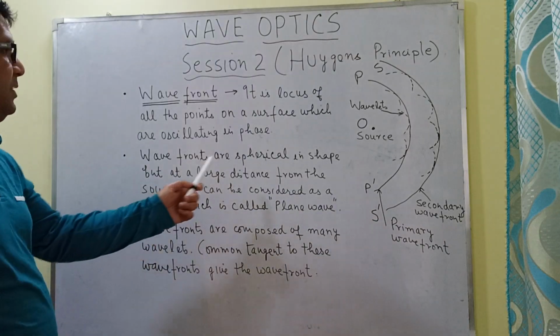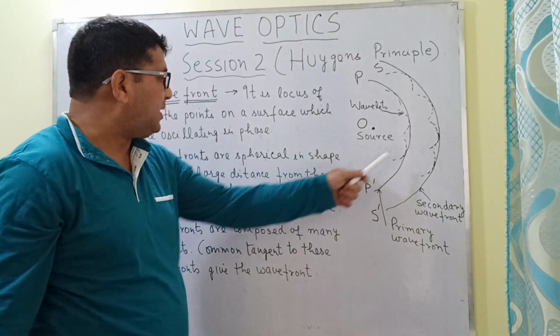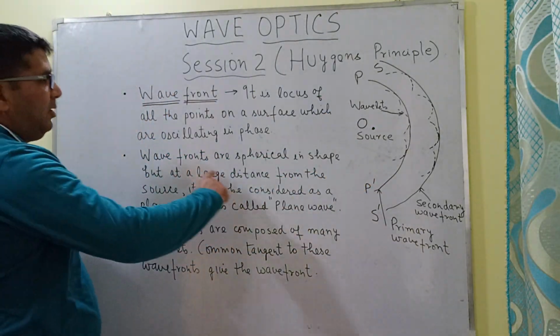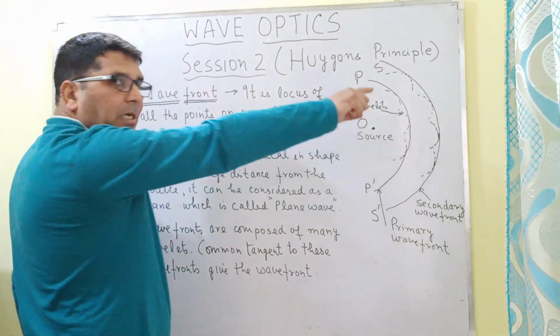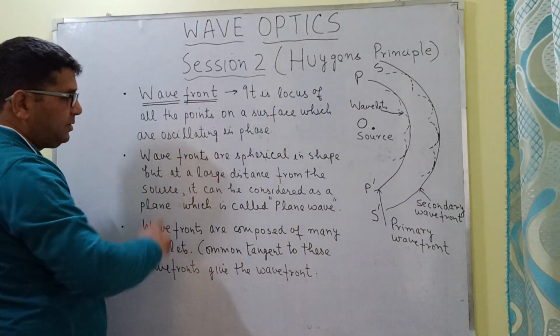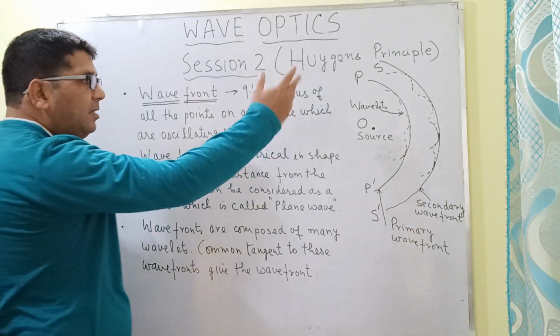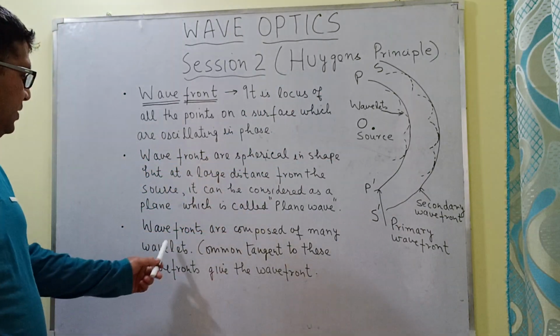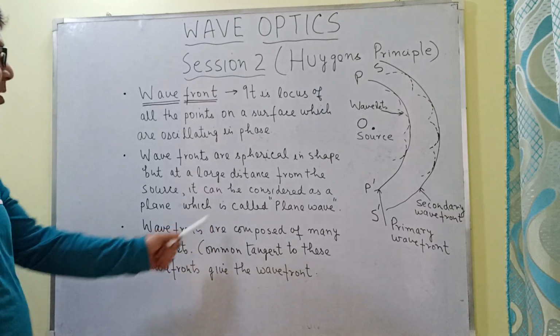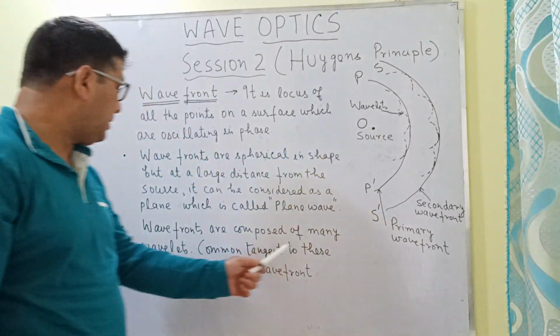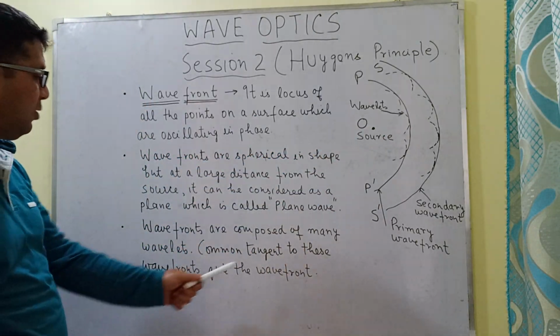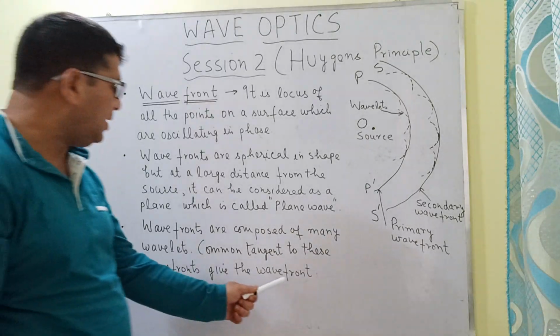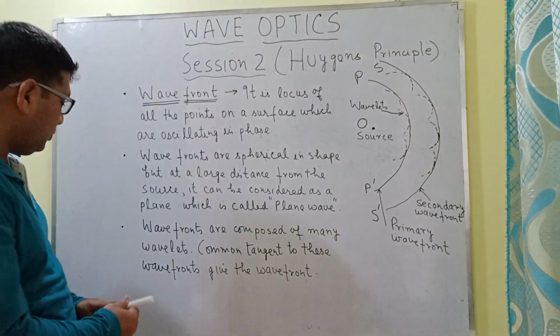Now these wavefronts, as you can see here, are spherical in shape, but at a large distance from the source they are considered as a plane, and they are also called a plane wave. These wavefronts, as I have already told you, are composed of many wavelets, and the common tangent to these wavelets gives the wavefront.